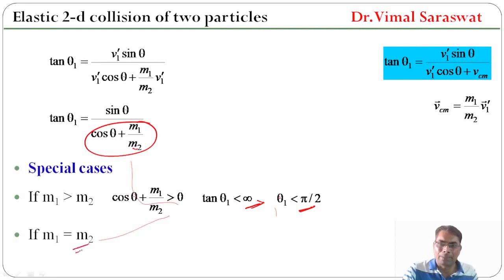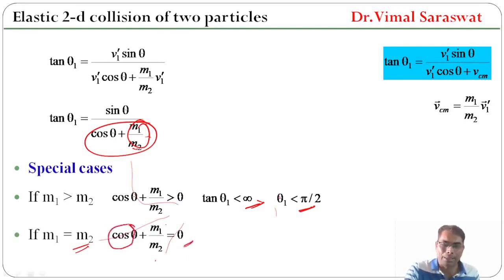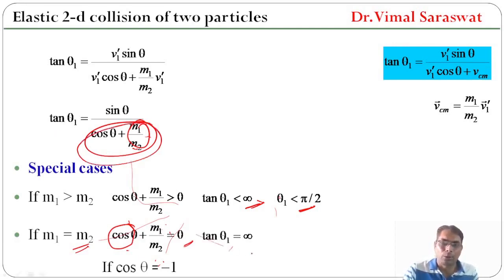Next case, if m1 equals m2, then m1 upon m2 is 1. So cos theta plus m1 upon m2 is 0 when cos theta is minus 1. Because m1 upon m2 is 1, cos theta plus m1 upon m2 equals 0 if cos theta equals minus 1. So if this is 0, then tan theta 1 equals infinity, and in this case theta 1 equals pi by 2.